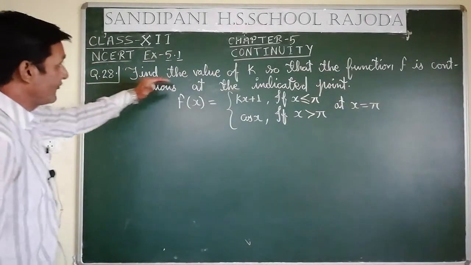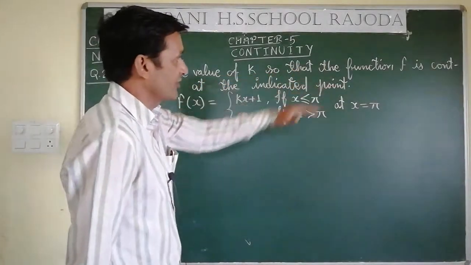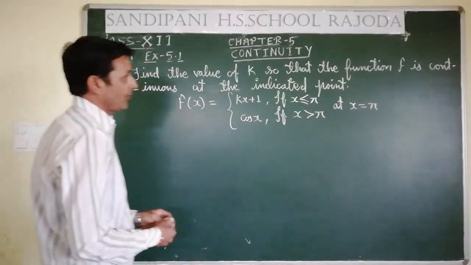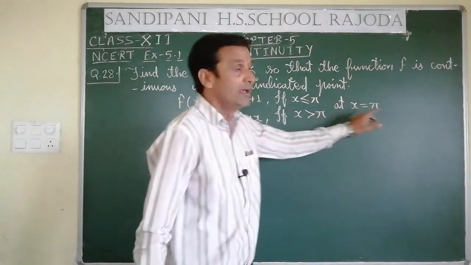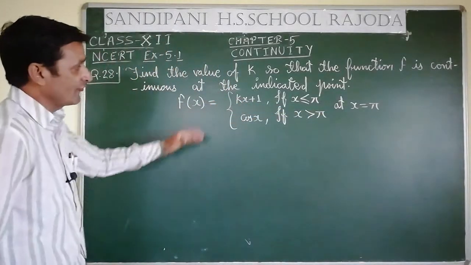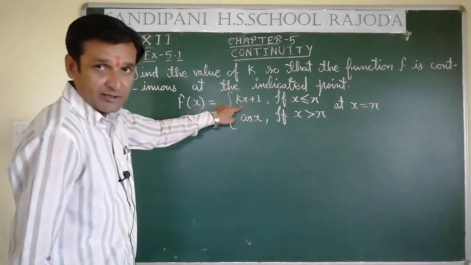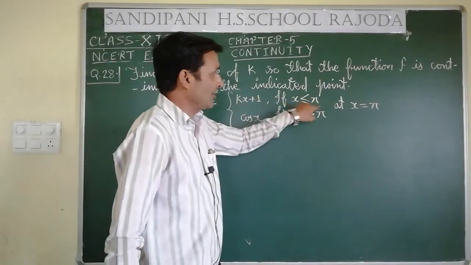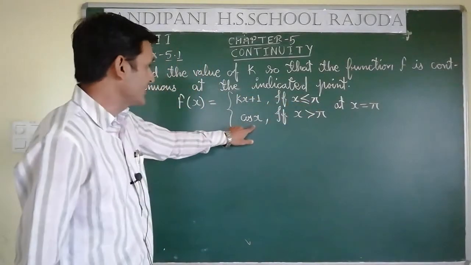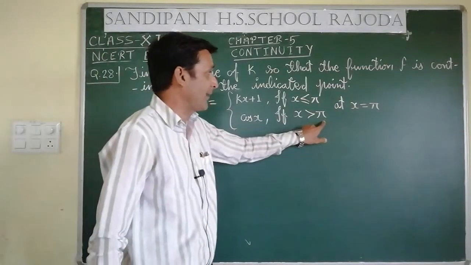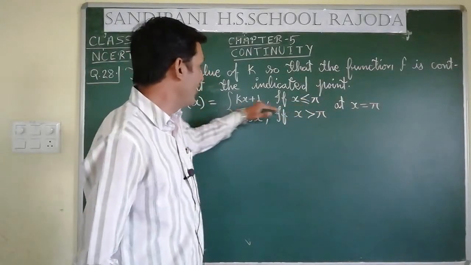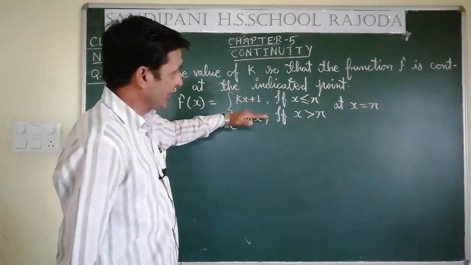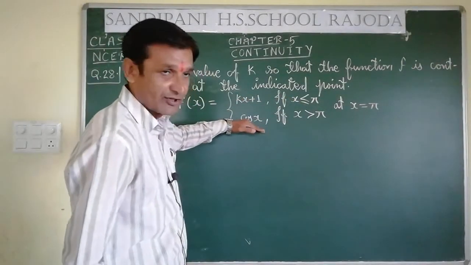The question is, find the value of k so that the function f is continuous at the indicated point. Here the indicated point is x equal to pi. We have to find the value of k for this given function. It is kx plus 1 when x is less than or equal to pi, and it is equal to cos x if x is greater than pi. Means for equal to pi we have to assign this, for less than pi also we have to assign this function, and for greater than pi we have to assign this function.